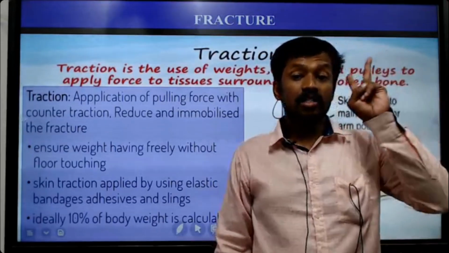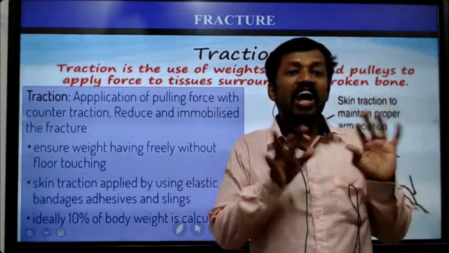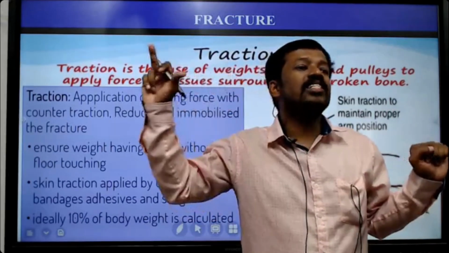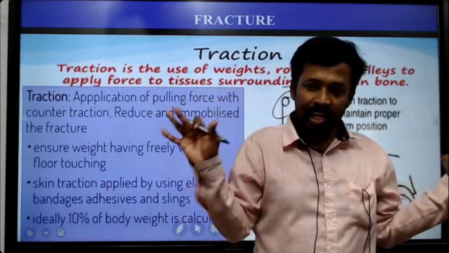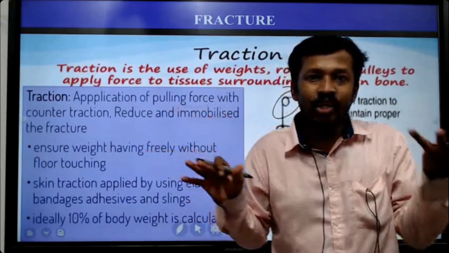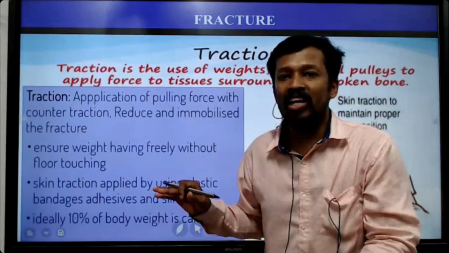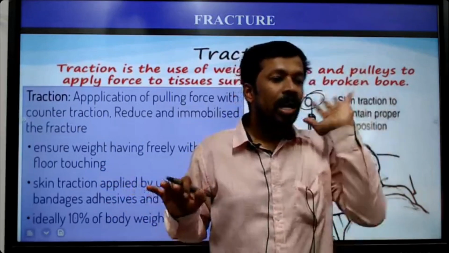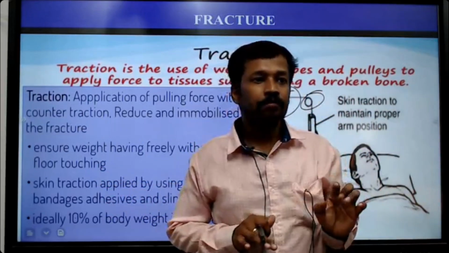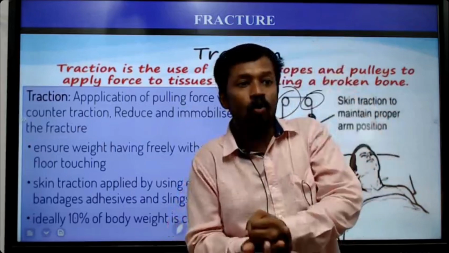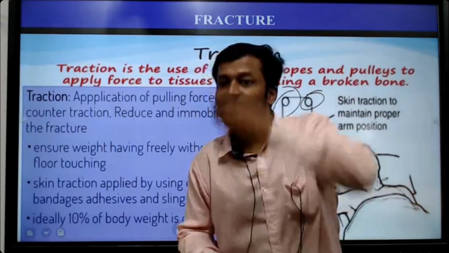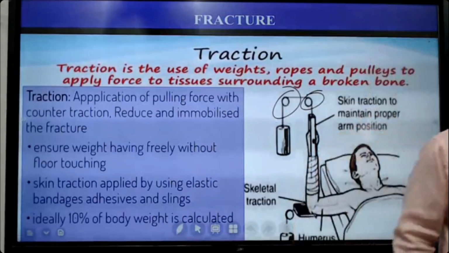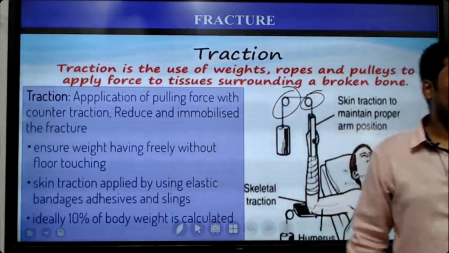Okay, and there are some strict rules: never increase or decrease the weight unless there is a doctor's order. And don't keep the weight resting on the floor. It should be hanging. The weight should be hanging, not down on the floor. Got it? Fine. So next one is cast.